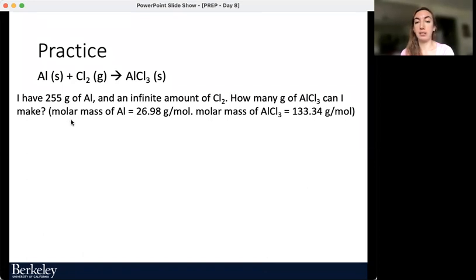Based on that exact question, I've given you the molar mass of aluminum and the molar mass of AlCl3. So you should be able to find those on the periodic table. I just wanted to save you a couple minutes so we can focus on the actual question at hand. So you're going to do exactly the same thing I did on the previous slide, except now I'm using up all my aluminum. Does anyone have any questions on what I want you to do?